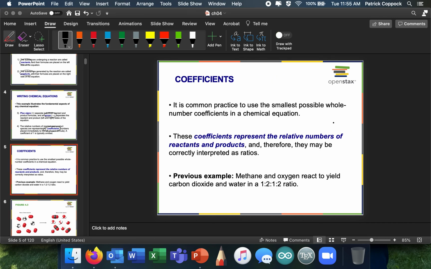All right. Now, it's common practice to use the smallest whole number coefficients in a chemical equation. So oftentimes when people say something is balanced, what they mean is it's the smallest whole number coefficients. These coefficients represent the relative number of reactants and products, and so therefore they can be considered to be ratios. All right, and that's exactly what they are. So in the previous example, methane and oxygen react to yield carbon dioxide and water in a 1 to 2 to 1 to 2 ratio, right? 1 methane to 2 oxygens to 1 carbon dioxide to 2 waters. And that's a completely legitimate way to write that.